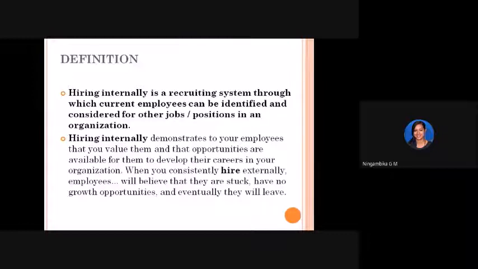Hiring internally demonstrates to your employees that you value them and that opportunities are available for them to develop their careers. In this way you can improve the motivation of an employee, and that will lead to further career development. It benefits the employee as well as the organization. So this is very important when it comes to hiring internally.